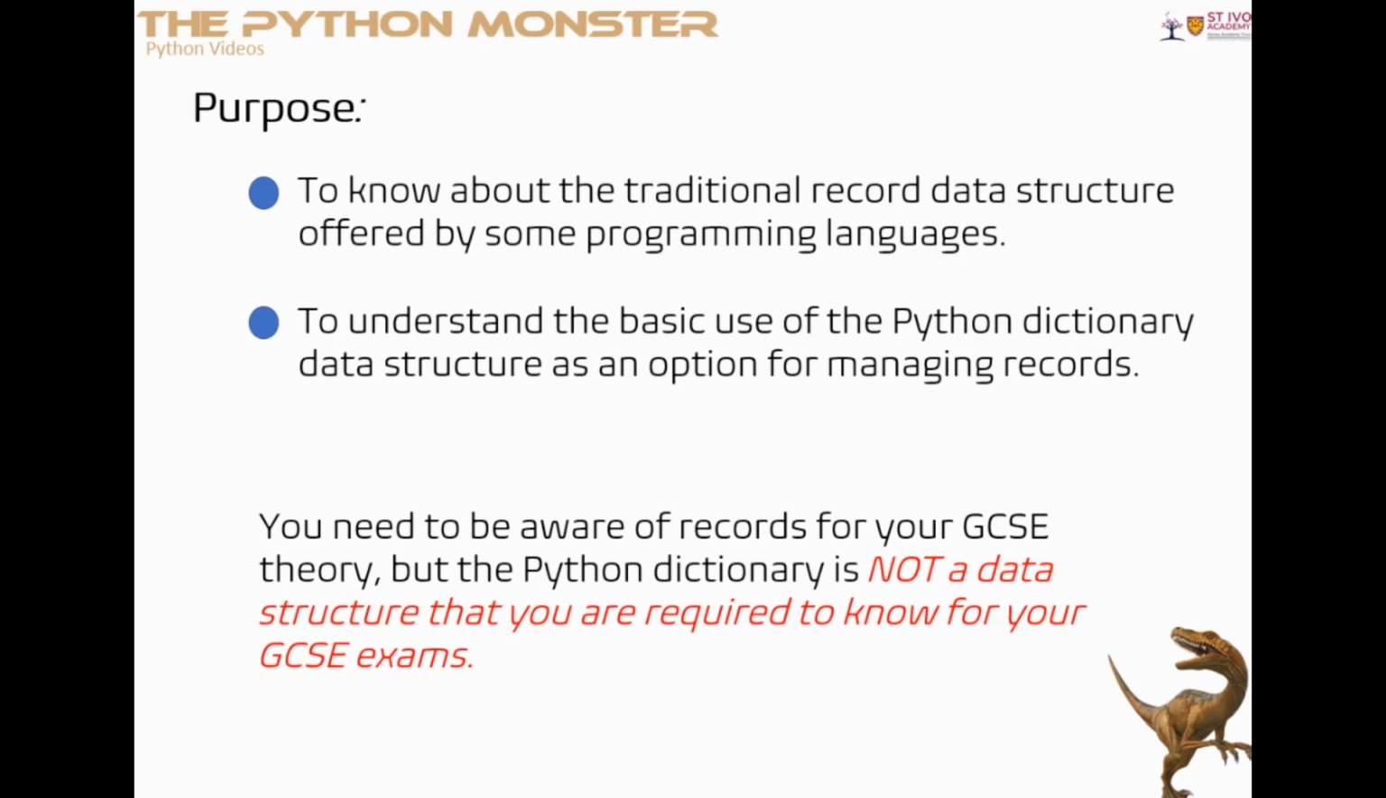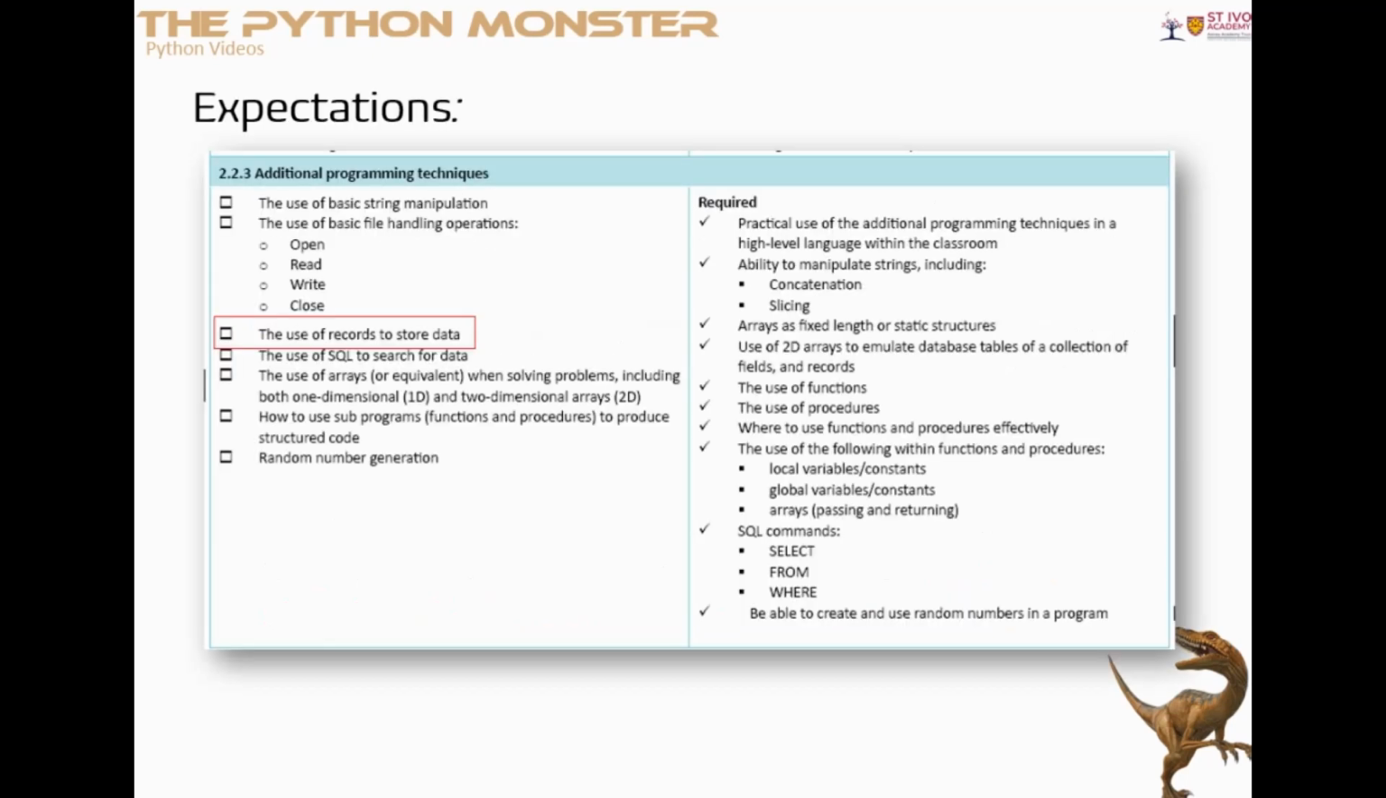So guys, you need to be aware of records for your GCSE theory, but the Python dictionary is not a data structure that you are required to know for your GCSE exams. Having said that, the Python dictionary is a very good example of a data structure that you could use for your practical programming project, and it's also a data structure which is mentioned in a variety of textbooks and also on the internet for GCSE guidance as well. So we would be wise to address both traditional record structures, guys, and the Python dictionary as well. So with that in mind, let's have a look at the spec specifically.